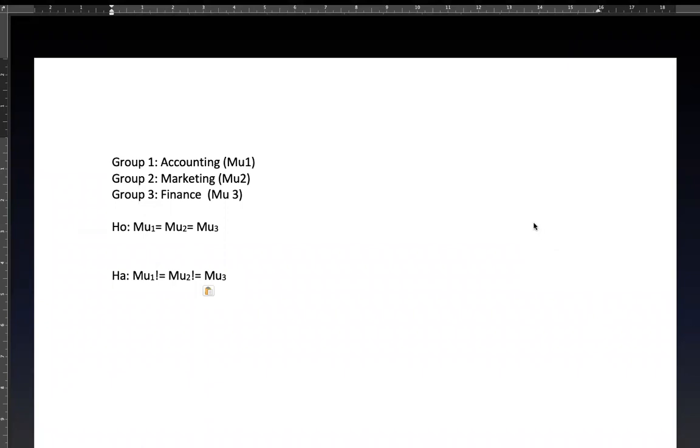Emmanuel has given me so many things. This is what Emmanuel is saying: mu1 is not equal to mu2, and it's not equal to mu3. Mu1 is not equal to mu2, but mu2 is equal to mu3. Mu1 is equal to mu2, and mu2 is not equal to mu3. But I just want one statement that covers the alternate hypothesis. So how do I get that statement?